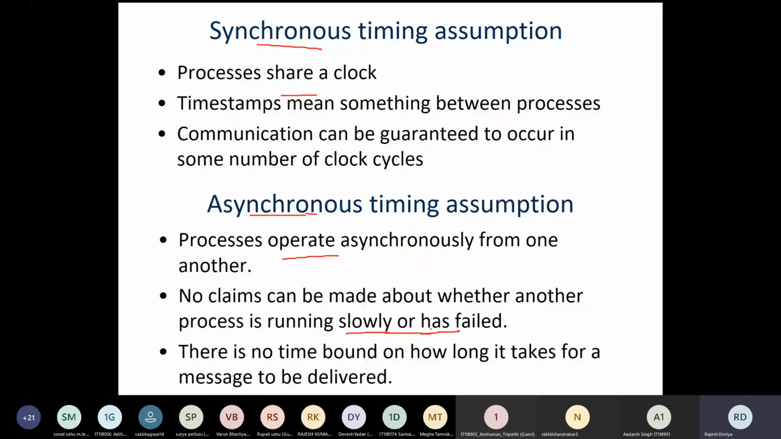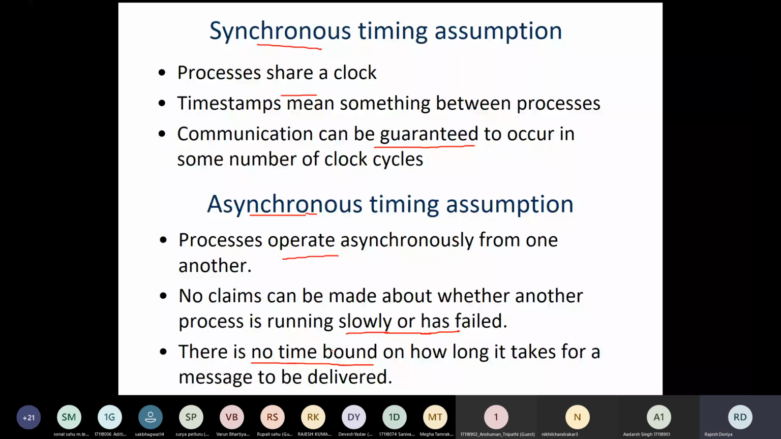Okay, since we are not caring about the timings and all. And in case of synchronous, the communication can be guaranteed to occur. While in case of asynchronous, there is no time bound on how long it takes for a message to be delivered. So if the things are getting delivered within the specified time, that means it is a synchronous one. And if the things are having no time bound, then you can say that we're talking about the asynchronous.